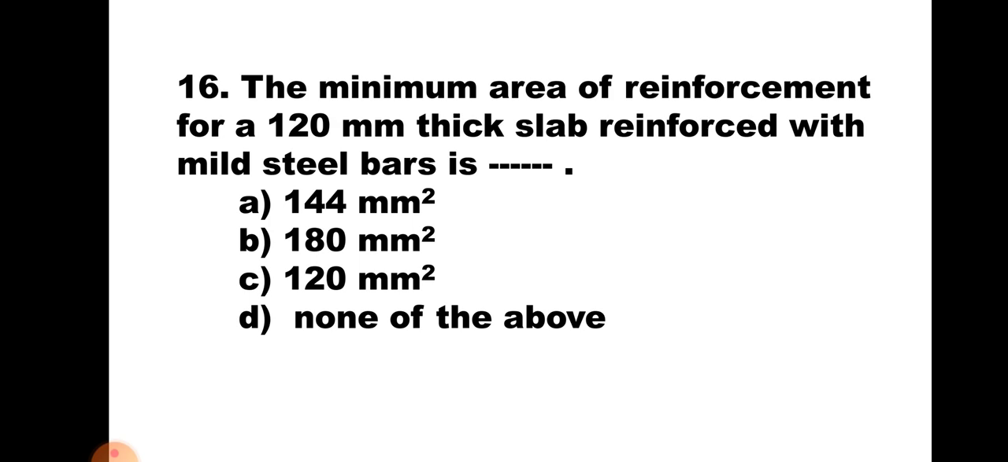Question number 16. The minimum area of reinforcement for a 120 mm thick slab reinforced with mild steel bar is A, 144, B, 180, C, 120 mm square, D, none of the above. Now here mild steel bars are used. So for mild steel bars, the minimum area of reinforcement is 0.15% of b into D. b is 1000, so it comes as 1.5 times D, and 1.5 into D is 120. If you put that, you will get the answer as 180 mm square. Hence the correct answer is B, 180 mm square.